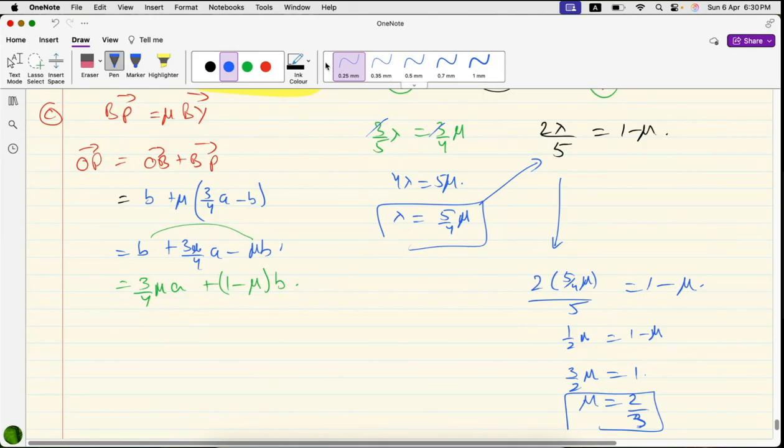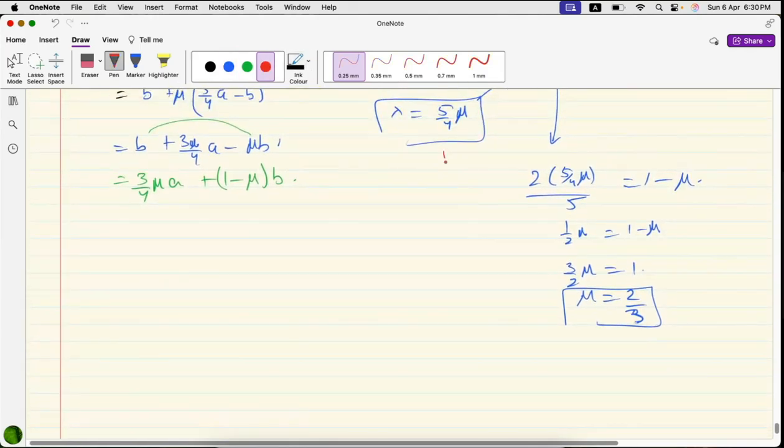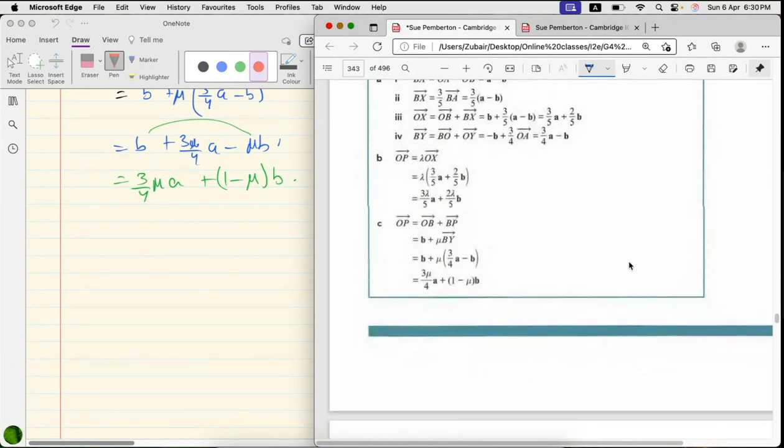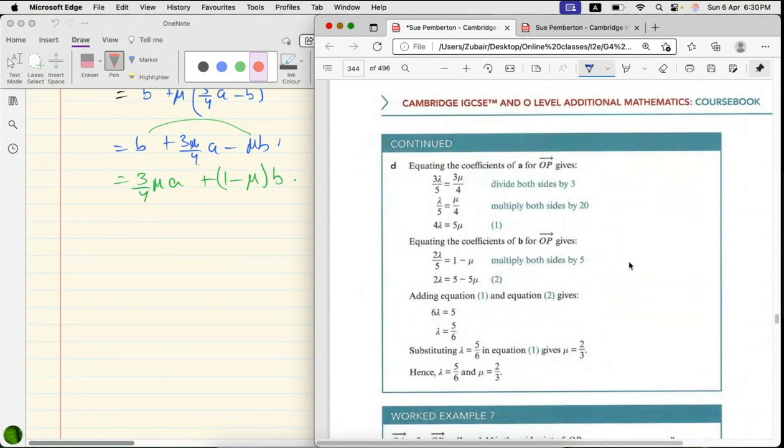When mu is 2 by 3, we can find lambda: 5 by 4 into 2 by 3 is 5 by 6. So lambda is 5 by 6 and mu is 2 by 3.